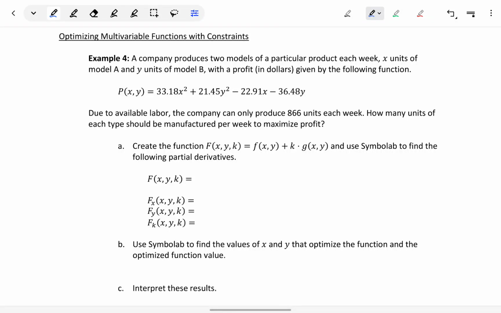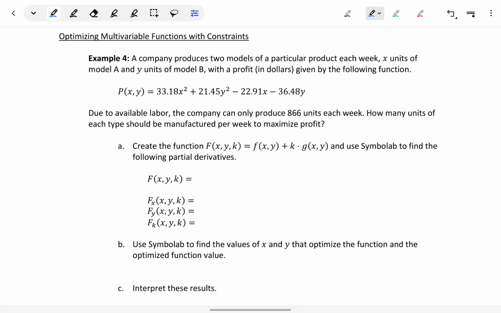In our last example for this section, we want to look at, again, optimizing a multivariable function, but now one that has a constraint. In example 4, a company produces 2 models of a particular product each week, X units of model A and Y units of model B, with a profit in dollars given by the following function.